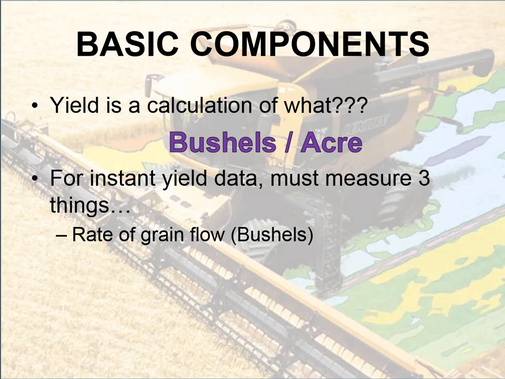So this would be our rate of grain flow, and that's going to come back, and we're going to take a measurement and equate that into bushels. So that's the first measurement. The other two measurements are a combination that give us our acres.